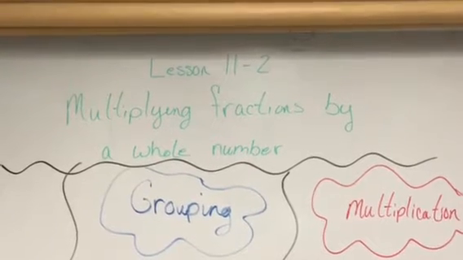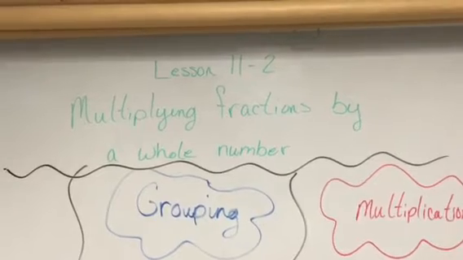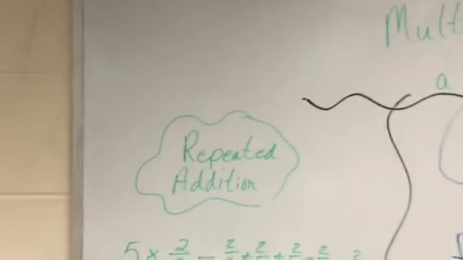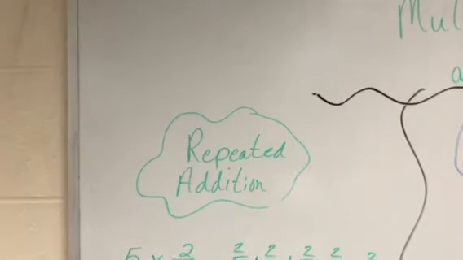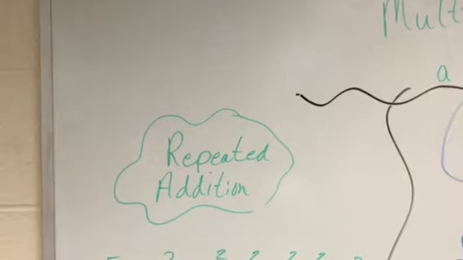Lesson 11.2, multiplying fractions by a whole number. There are three different ways that we can accomplish this goal. Let's look at the first one, repeated addition. We all know that multiplying is just repeated addition, and we can do that exact same thing with this lesson.